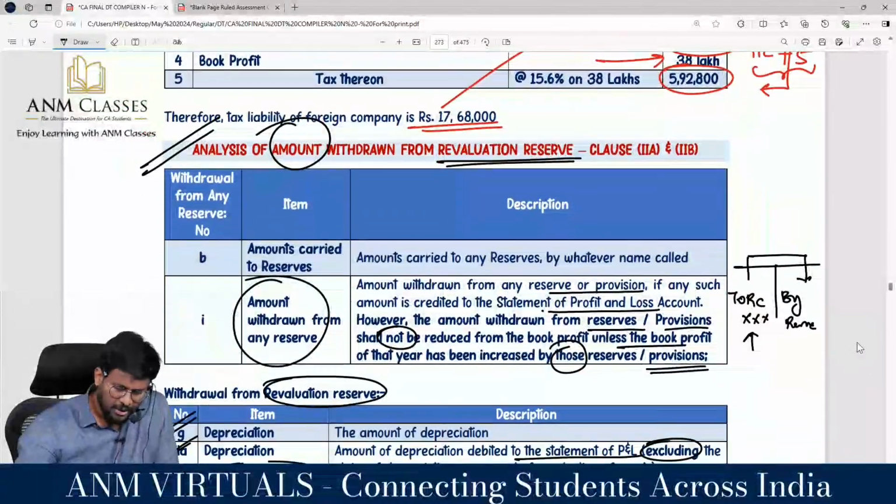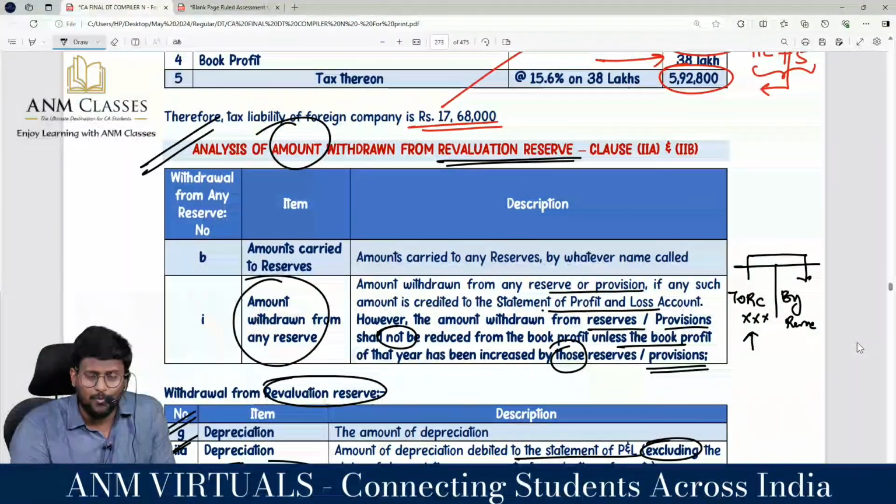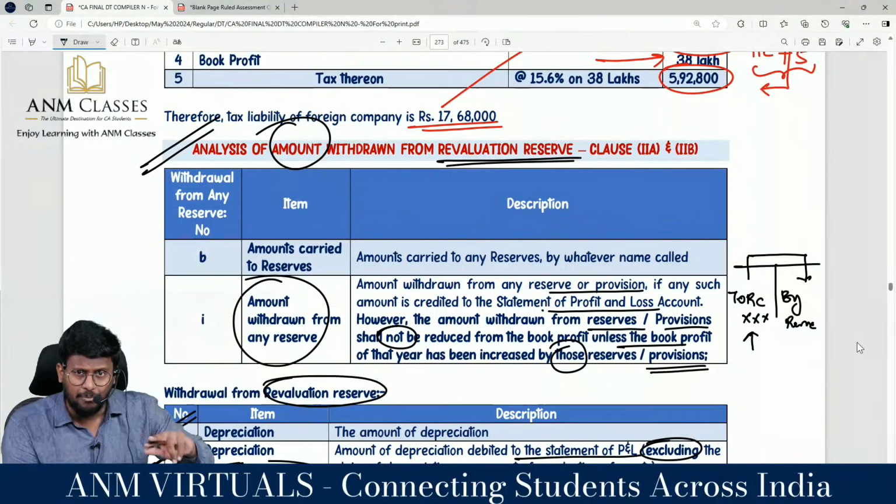Fantastic to the core. In that, the only thing you have to highlight is that, for our examination, the rate for fees for technical services and royalty has been enhanced from 10% to 20%.